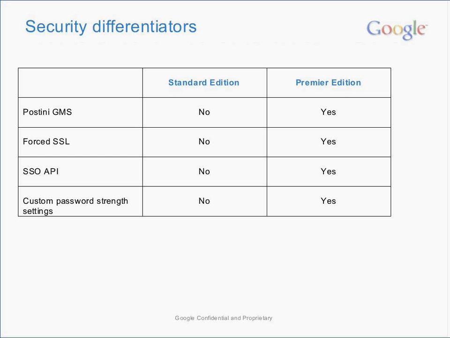Some other security features are the forced SSL that's on Premier Edition, and also the single sign-on API, again, leaving the authentication of users up to the company, making it more secure.